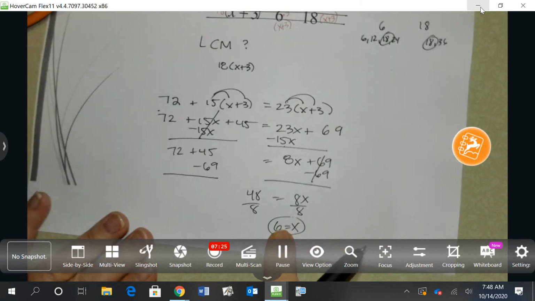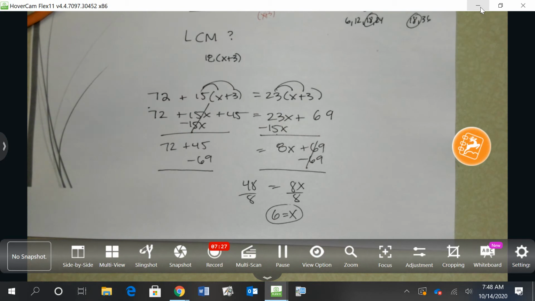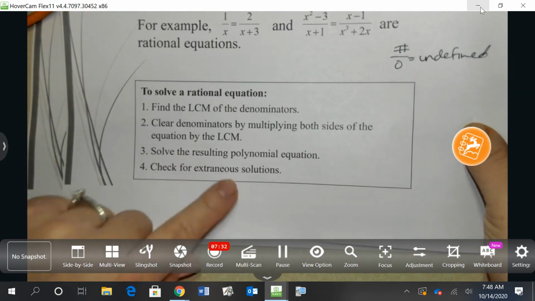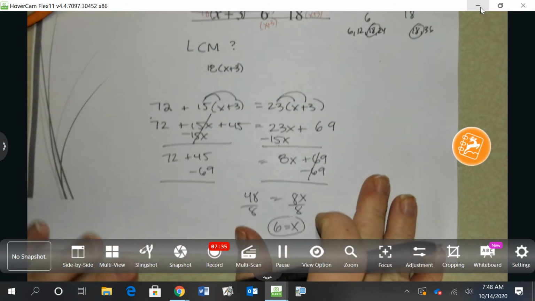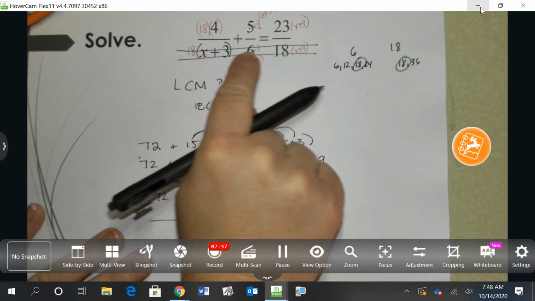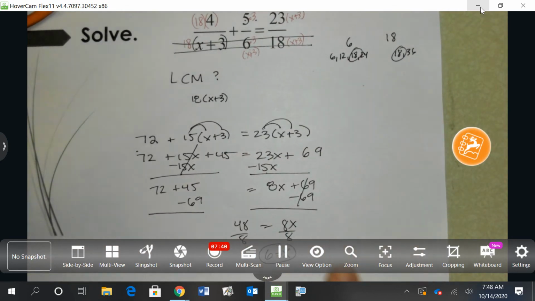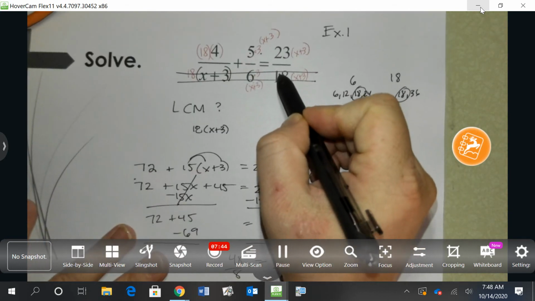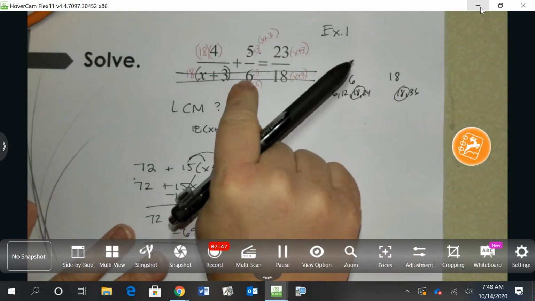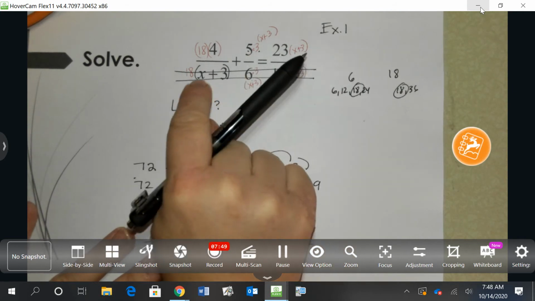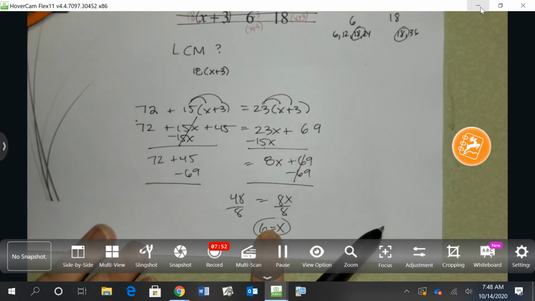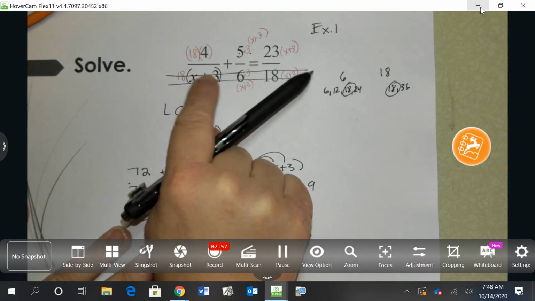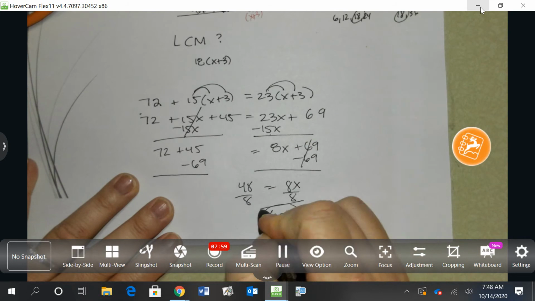This is not official yet. Remember, extraneous solutions: I have now solved the resulting equation. Extraneous solutions mean you did all the math right, but when you go back to the original equation, before you've changed anything, we need to make sure that this doesn't somehow create a 0 in the denominator. There's no variable here, so it can't create a 0, but here we have a variable. When I take 6 and substitute it in for x, 6 plus 3 is 9. That's not 0. That means this is the official answer.